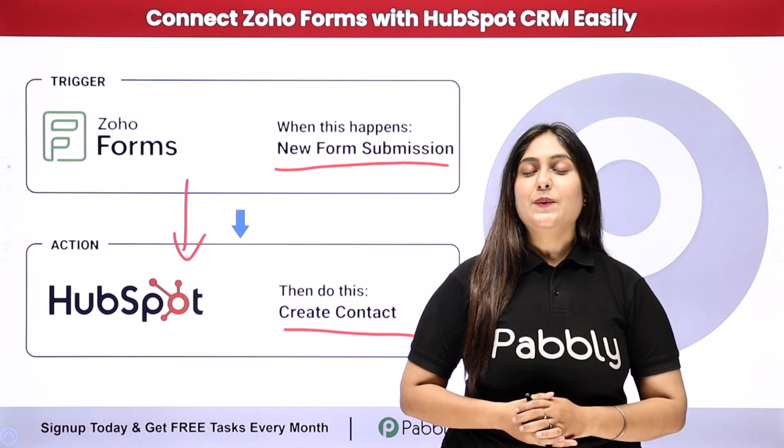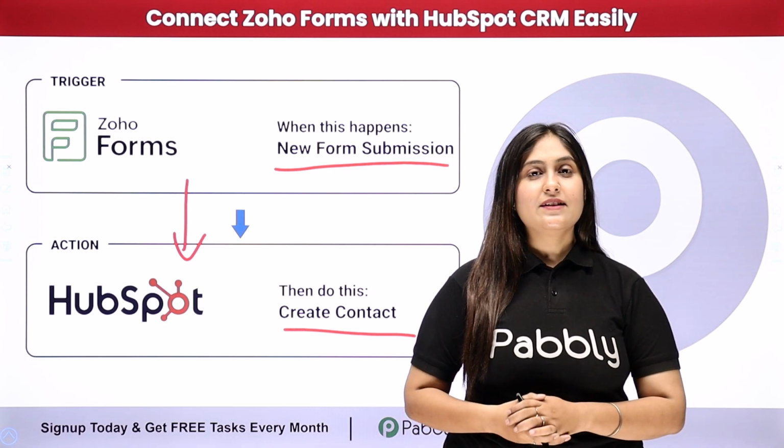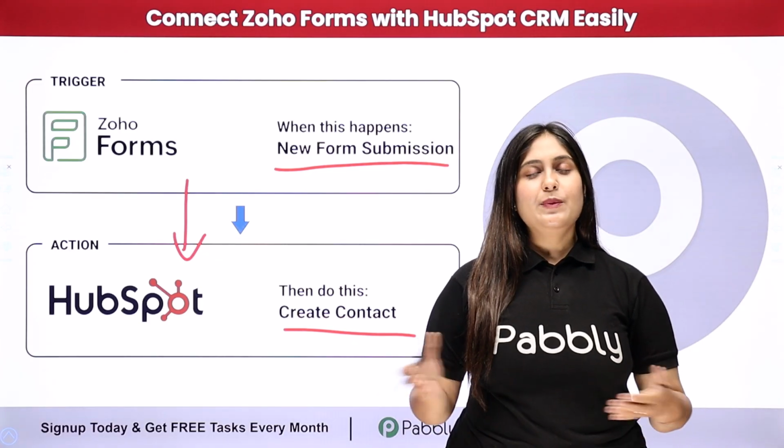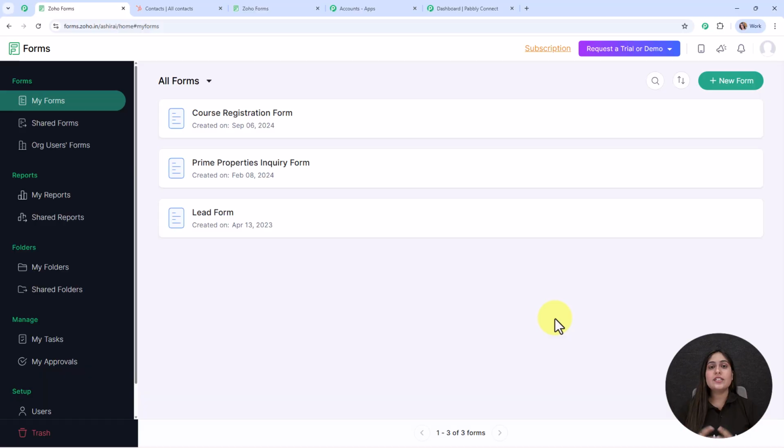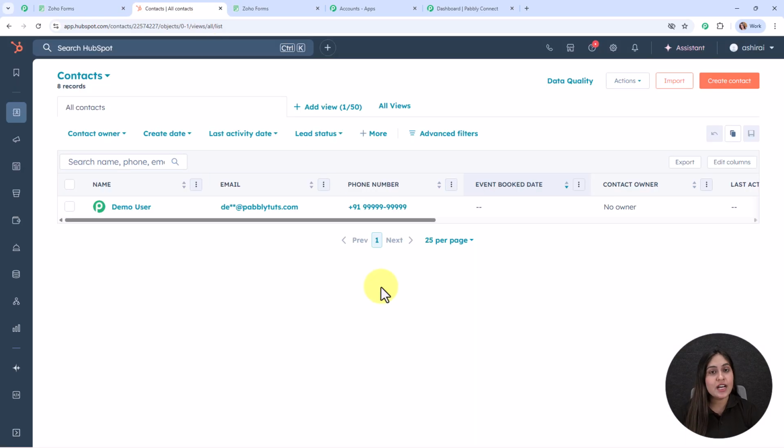So now, to see the working of this automation and to learn this process step by step, let me take you all to my screen. Welcome to my screen. Here on the screen you can see my Zoho Forms account, and as you all know, I have created a lead form using Zoho Forms. My objective is, as soon as I receive a new form submission through my Zoho Forms, automatically and instantly that lead should be added as a new contact in my HubSpot CRM account.